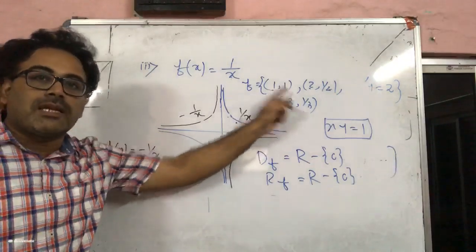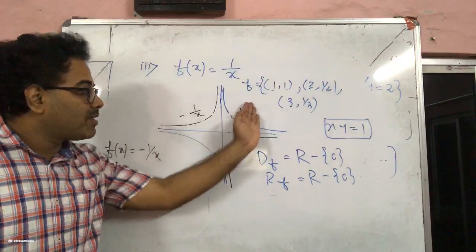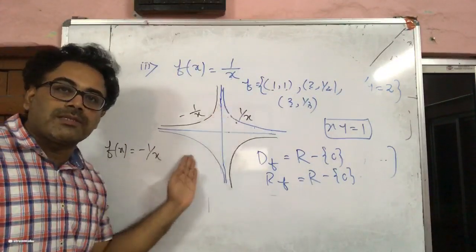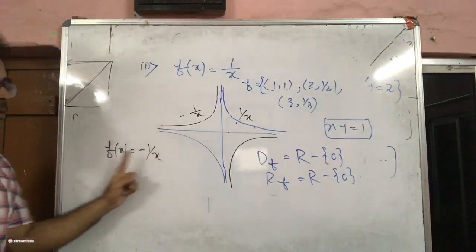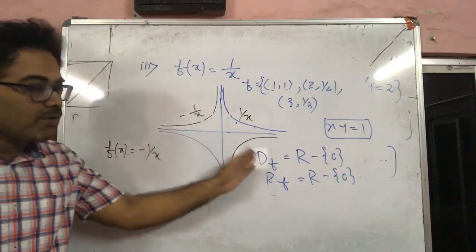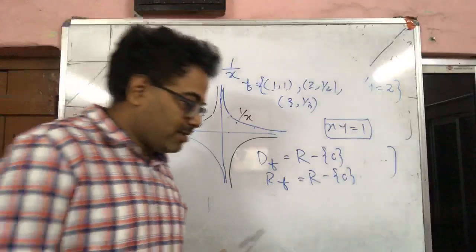Here x and y same sign, so first quadrant and third quadrant. X and y same sign. And here x and y opposite sign, so second and fourth quadrant. X and y opposite sign.